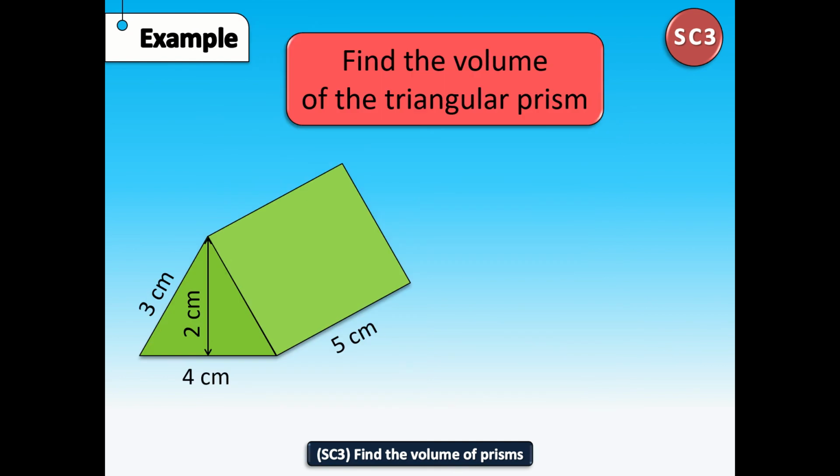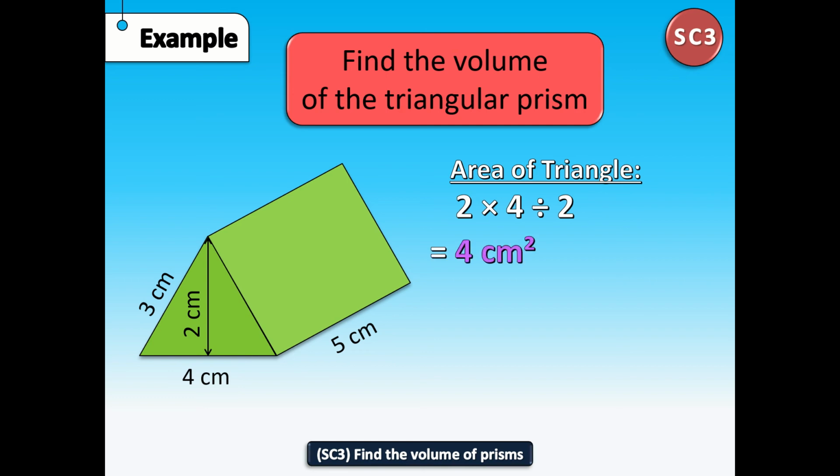So to find the volume of this triangular prism, we need to find the area of the triangle at the front and times by how far it goes back, so times by 5 centimeters. So the area of the triangle at the front will be 2 times 4 divided by 2. So we do height times base divided by 2. So that's 4 centimeters squared. To find the volume, we now times by how far that goes back, so we times it by 5. So the volume is 20 centimeters cubed.